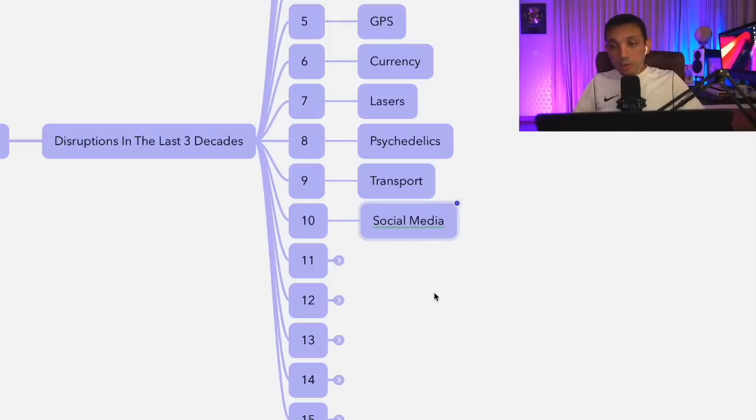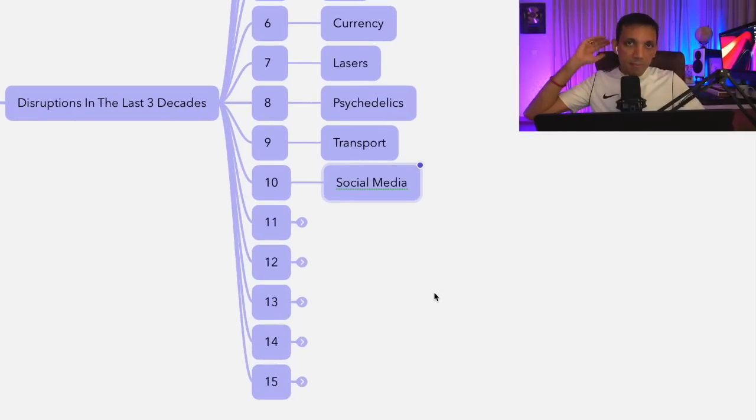Number 10, I'm talking about the social media revolution, starting from Orkut days, then moving into MySpace, which died, and then Facebook. And now Facebook has evolved into Meta, and this is going through a major, major shift right now. Of course, Instagram and YouTube and everything else comes into play.